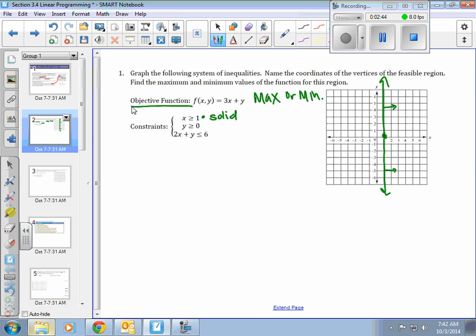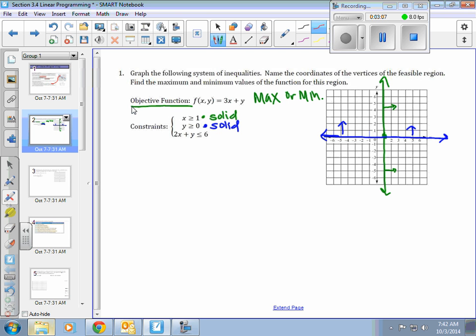The next one is y is greater than or equal to 0. I'm going to do that one in blue, and once again, since it's equal, it's going to be a solid line. y equals 0 is a horizontal line. It says y is greater, so once again, I want to shade above. Looking at my arrows, I can see that the top right square would be where I would have everything shaded.